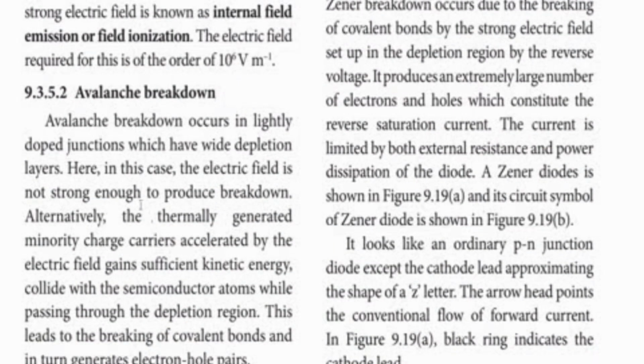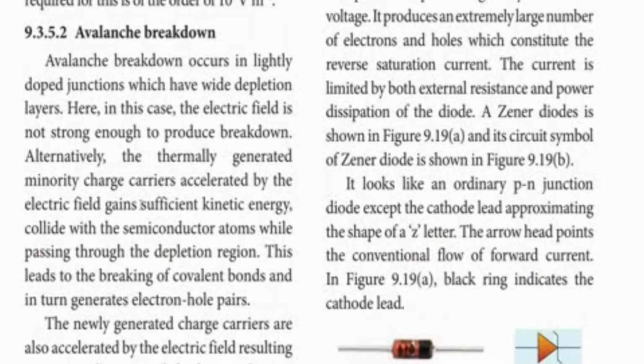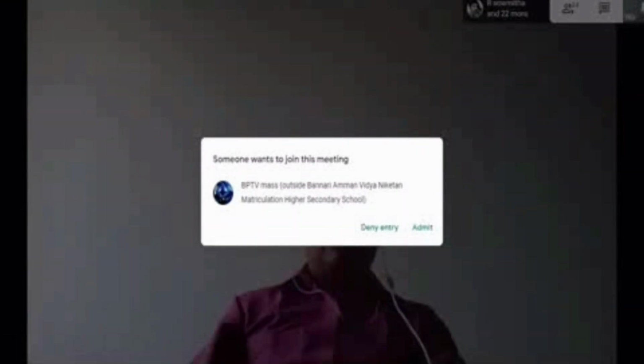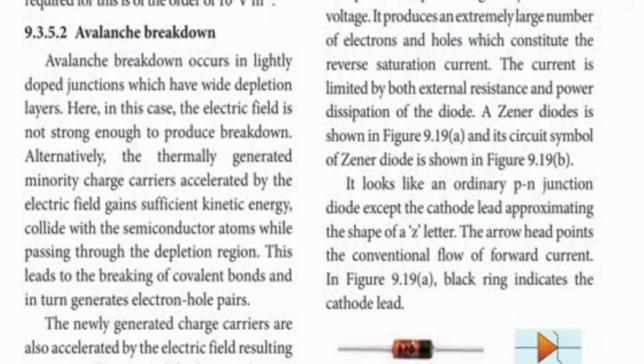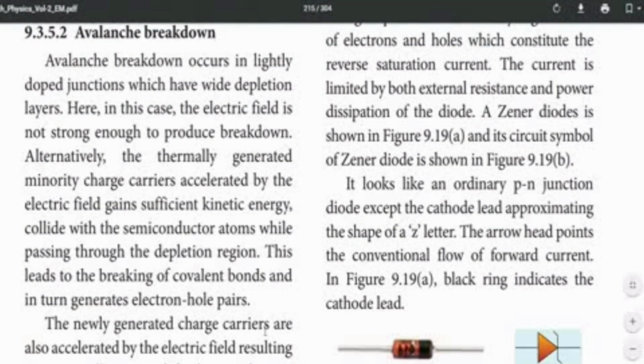Next is avalanche breakdown. Avalanche breakdown means that the PN junction diode is lightly doped, so it has fewer charge carriers. Initially we apply the electric field, and the charge carriers increase inside the PN junction diode. When a strong electric field is produced, what will happen? The charge carriers, that means electrons and holes, are accelerated. The accelerated charge carriers collide with another atom.